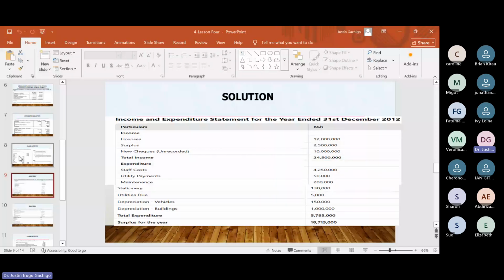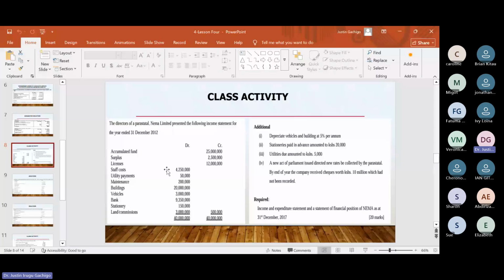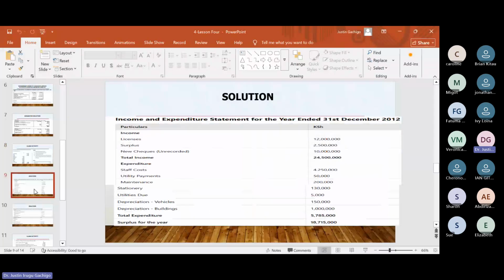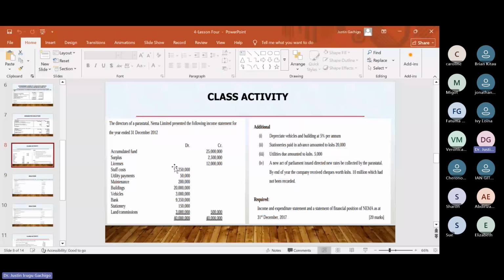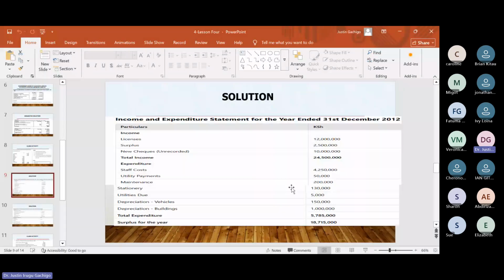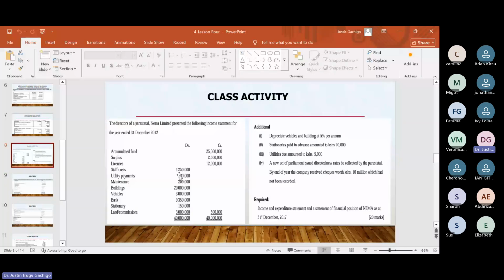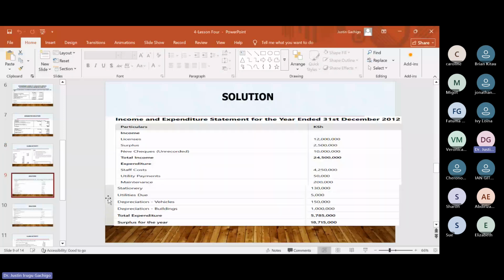The staff cost 4.2, it is this one here, no adjustment. And then we have the utility payment, 50K. The utility payment is this one here, 50K here. Then we have the maintenance, 200,000. Maintenance is here, 200,000. Then we have the stationery, it is 130. So the 130 is this 200 minus the prepayment of 20,000. You get 130. Then you have the utility due, which is 5,000.